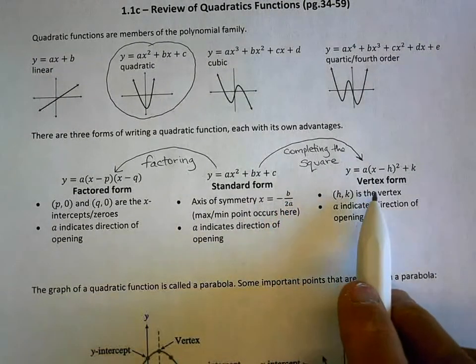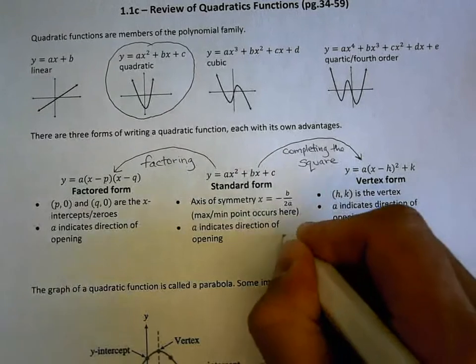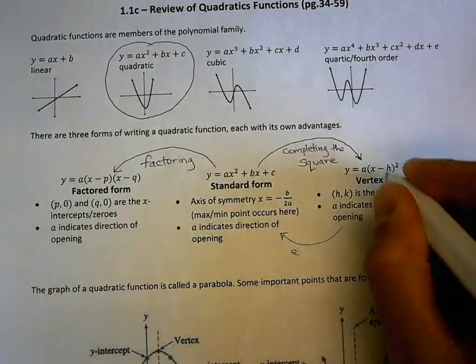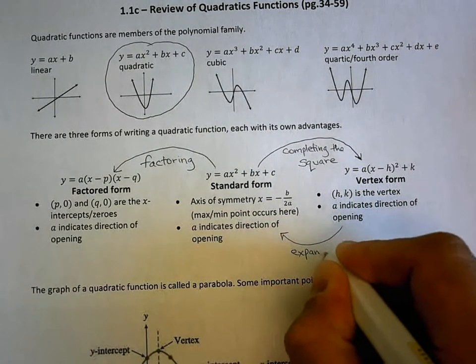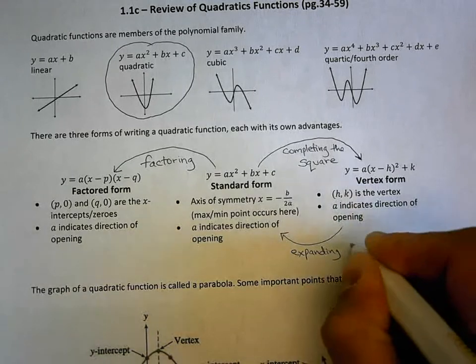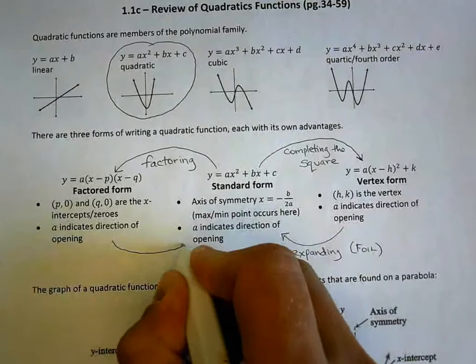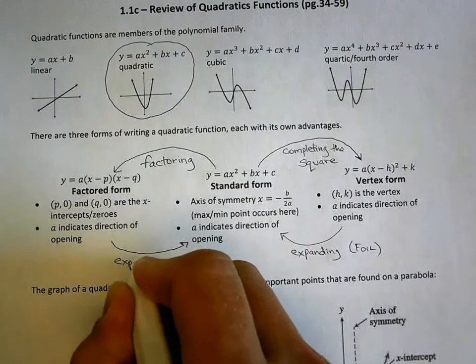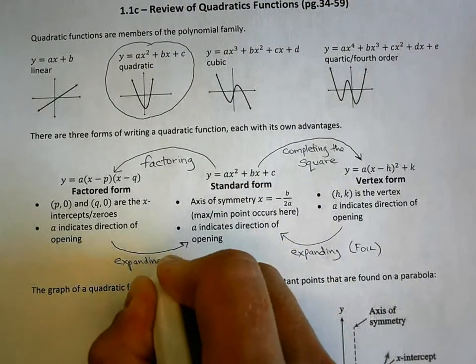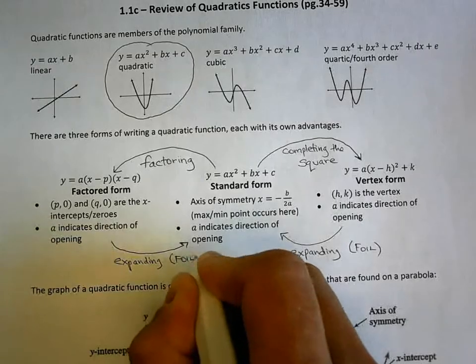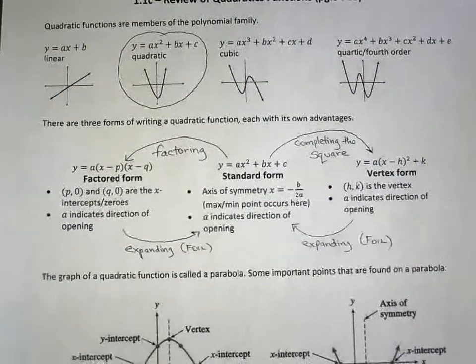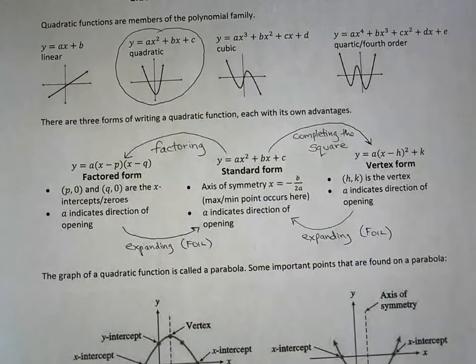To go from vertex to standard form, you have to expand, so you could expand this by FOILing, and you could go back to standard form. Similarly, factored form, if you were to FOIL it, you could go back to standard form. So this is kind of my road map of all the different forms of the quadratic. Again, you've done this before, hopefully it's review.